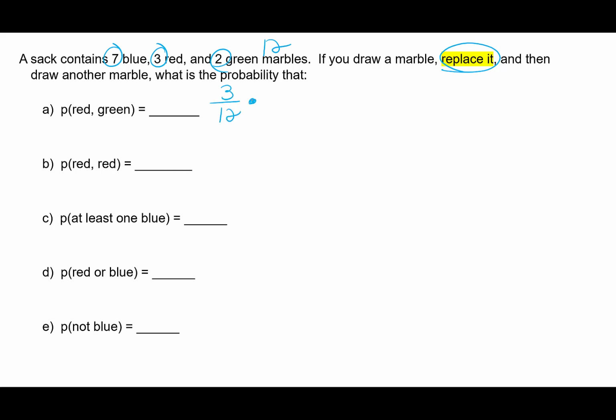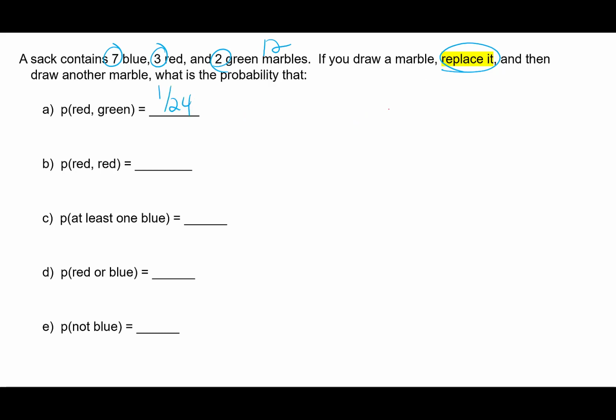We're going to multiply that fraction by the probability of green in the bag, but remember we replaced the red, and so now there's 2 green marbles out of a total of 12. We'll multiply that together to get 6 over 144, and that will simplify to the fraction 1/24.